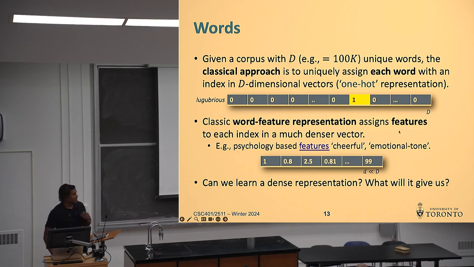Now, in your assignment, I think you already got exposed to what we call dense features, where you have a word feature representation for psychology-based features like cheerful, emotional, tone, etc. So instead of doing one-hot encoding, can we do a denser representation, and what does it give us? What are the pros and cons of it? So let's take a look.